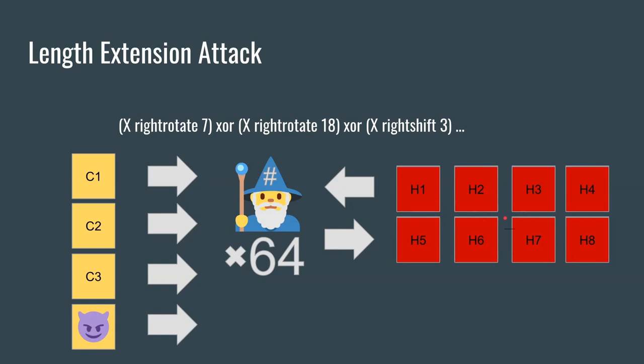So the weakness in this construction is that an attacker can tack a little bit of data onto the end of your string, and even though they don't know any of these original plain text blocks, they can tack a bit of data on the end and generate a valid hash for it. So the way we've constructed HMAC, where it does this inner and outer padding dance, is designed to prevent this sort of length extension attack against the normal hash algorithm.